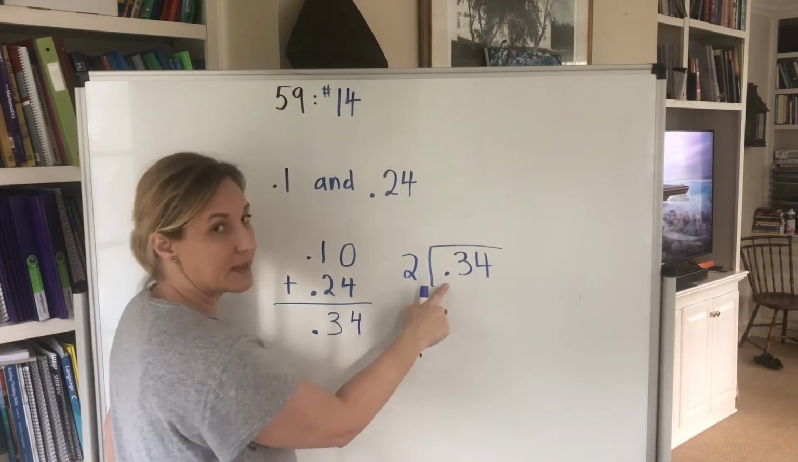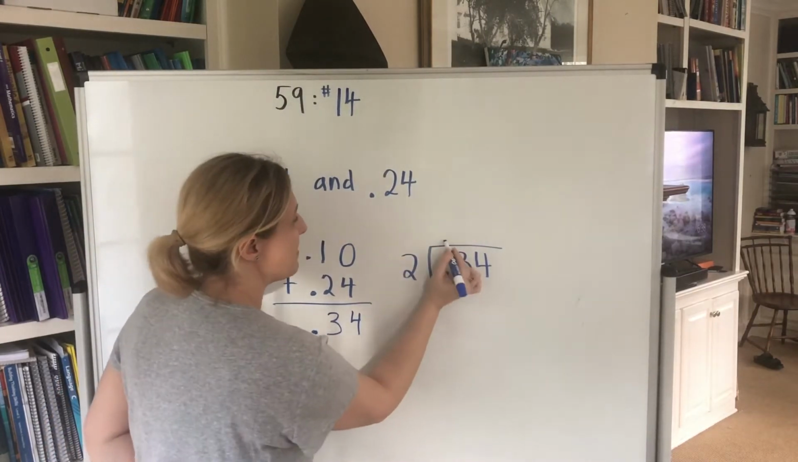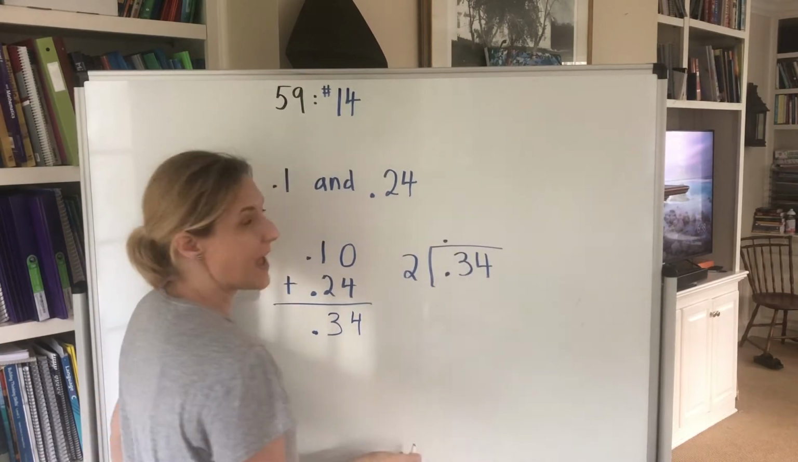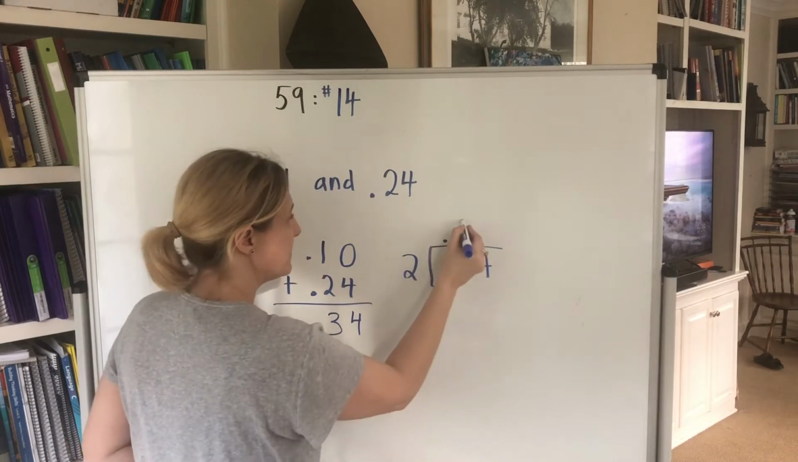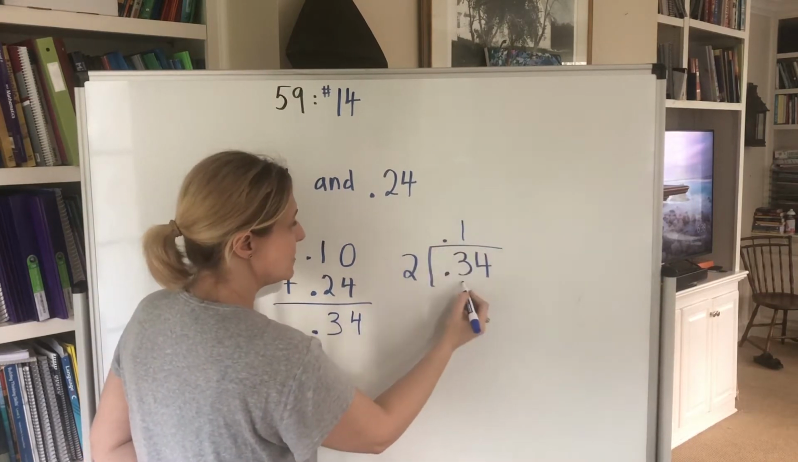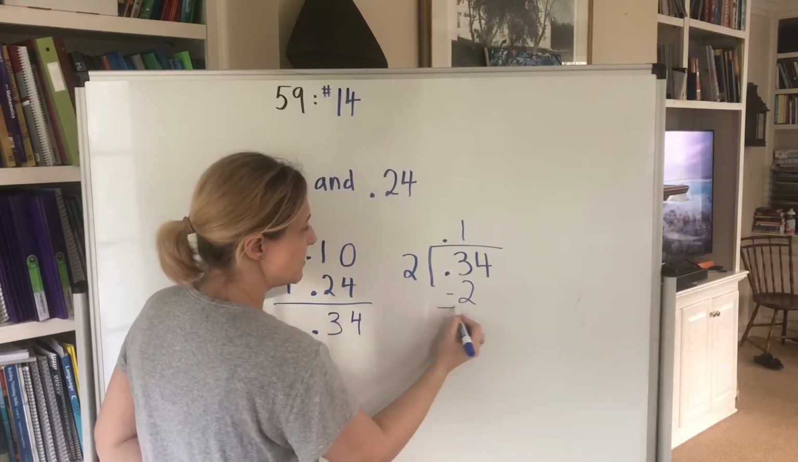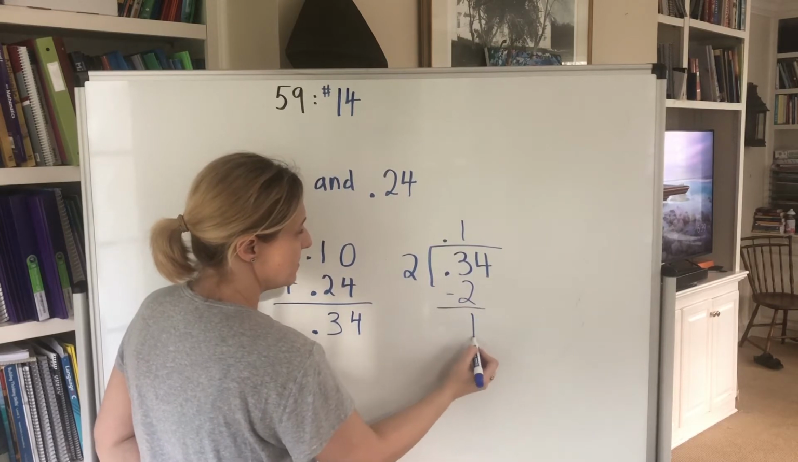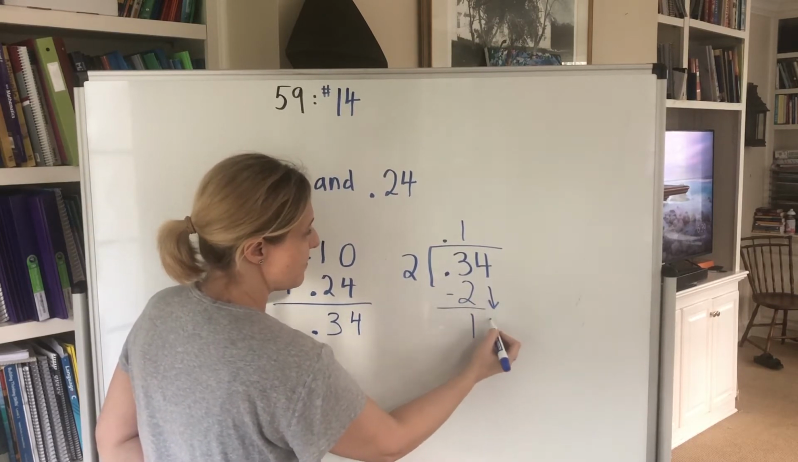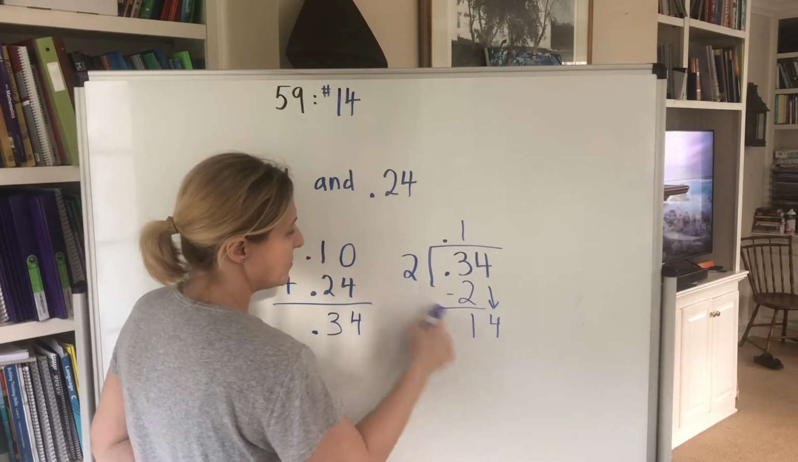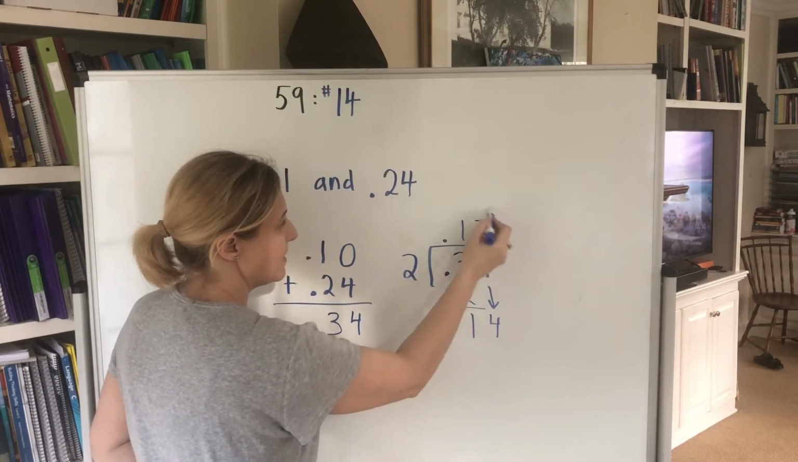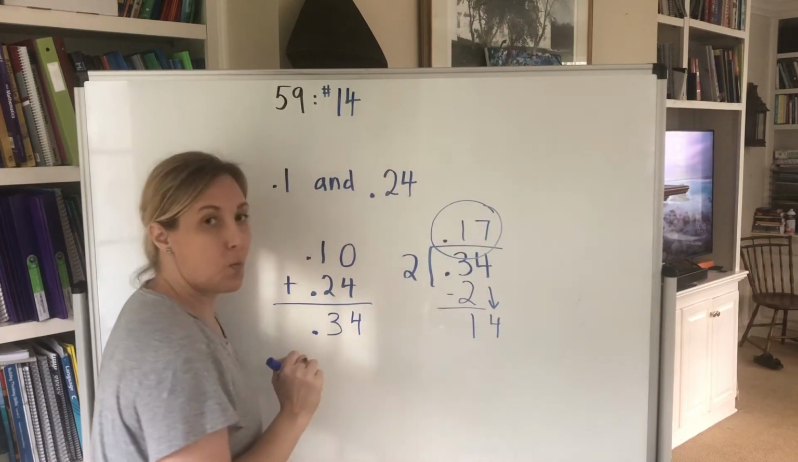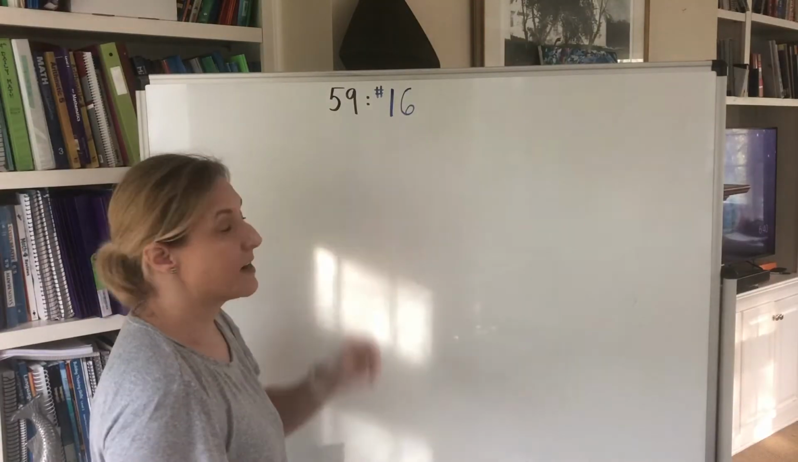What is the rule about decimals? We bring it straight up. I do it first so I don't forget. 2 goes into 3 one time. 2 times 1 is 2. Subtract. Bring down my 4. 2 goes into 14 7 times evenly. The answer is 0.17. Now take a look at number 16.